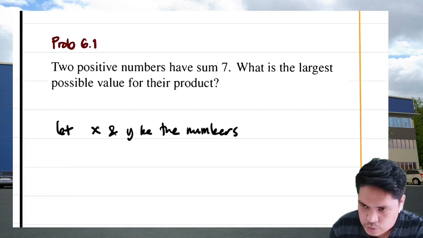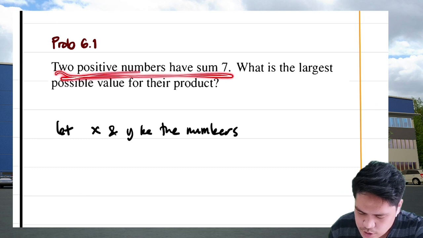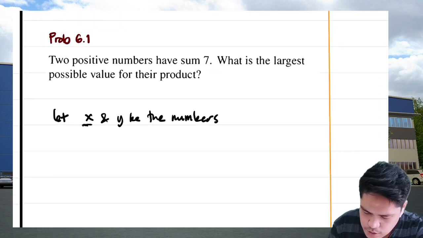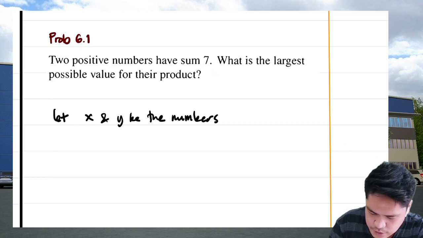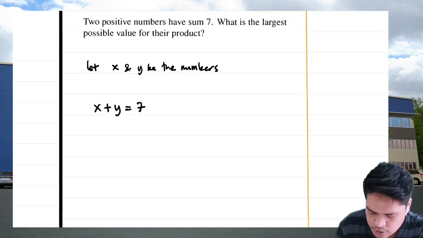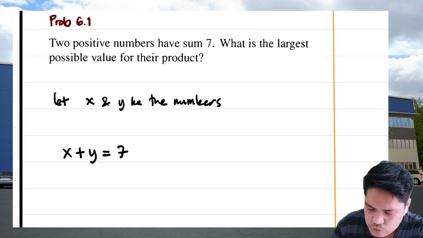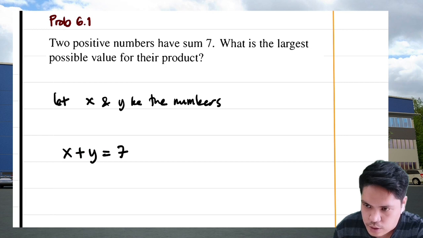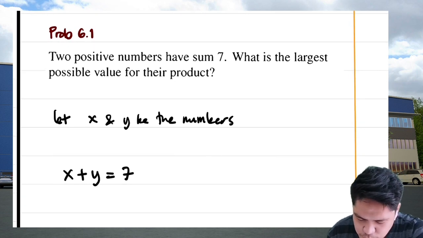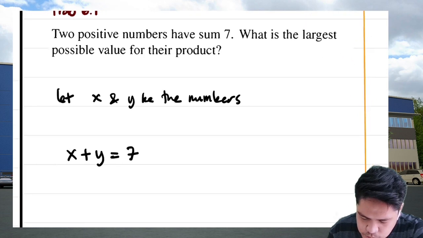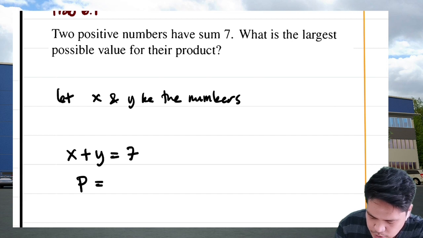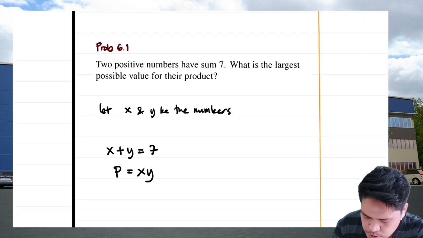So let's express this into a mathematical expression. Two positive numbers, x and y, have sum 7. So that means x plus y is equal to 7. So we have now related the two variables, x and y, which are our unknowns. Now, what is the largest possible value for their product? It could be interpreted this way. The product is just equal to x times y.